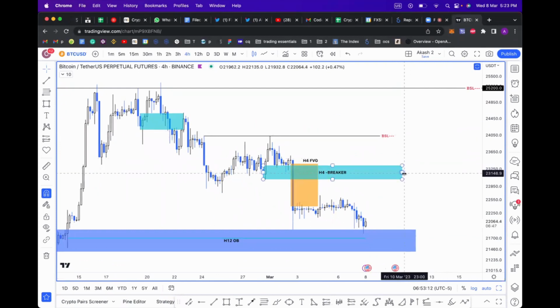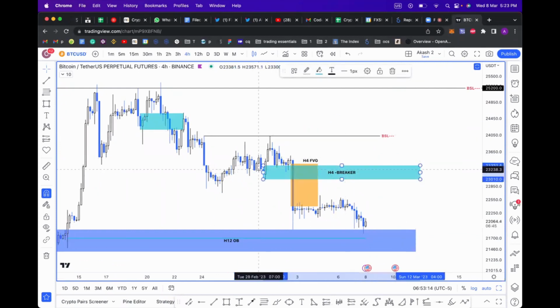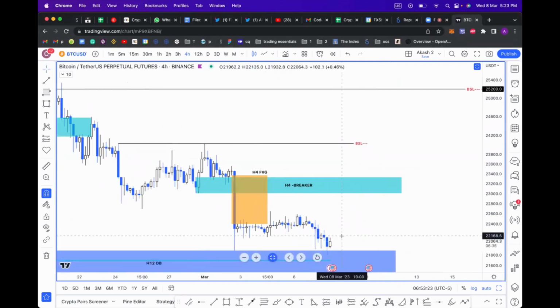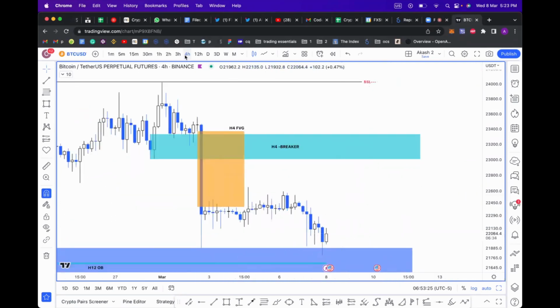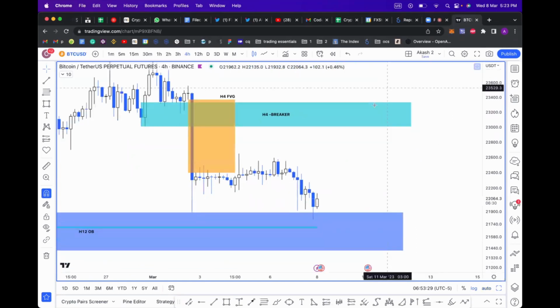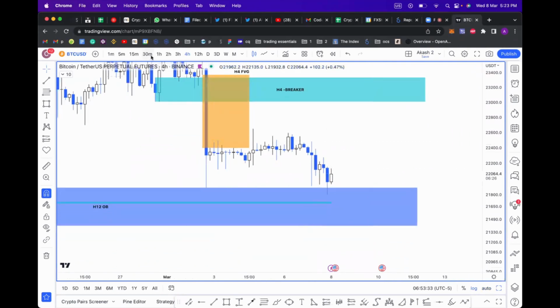In addition to that, we have a breaker that was formed here. A breaker is basically when a demand zone forms between two higher highs, and that demand zone is flipped. So I am bullish right now. If you're looking at it from a short-term swing trading perspective, I think this dip was your entry.